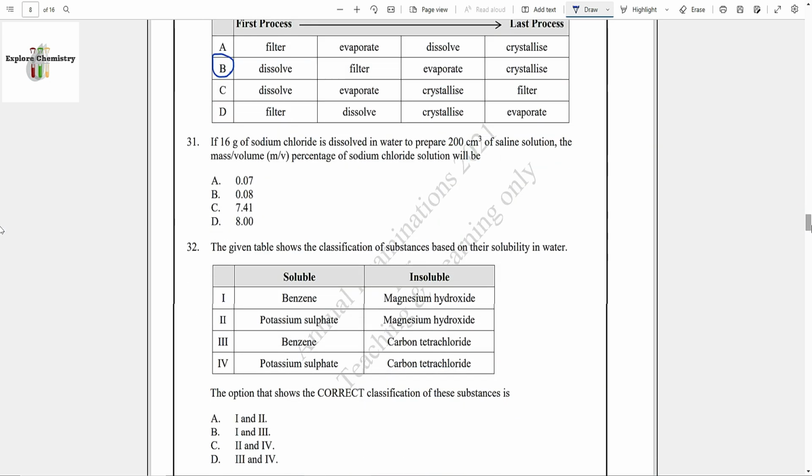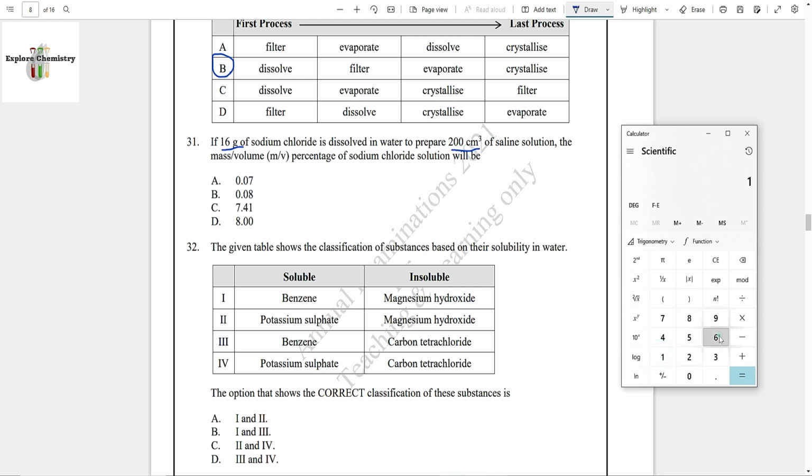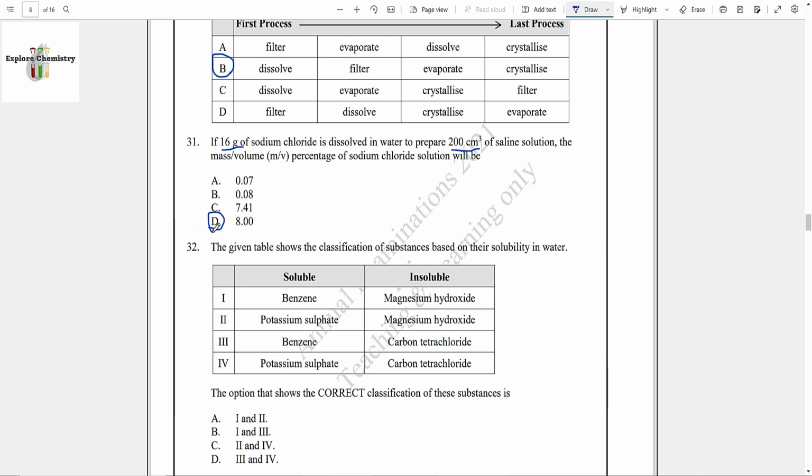Number 31, 16 gram of sodium chloride is dissolved in water to prepare 200 centimeter cube of saline solution. The mass upon volume percentage of sodium chloride solution will be. Percentage formula is very simple. Mass of solute divided by total volume of solution multiplied by 100. So answer will be 16 divided by 200 multiplied by 100, 8%. D is the answer.